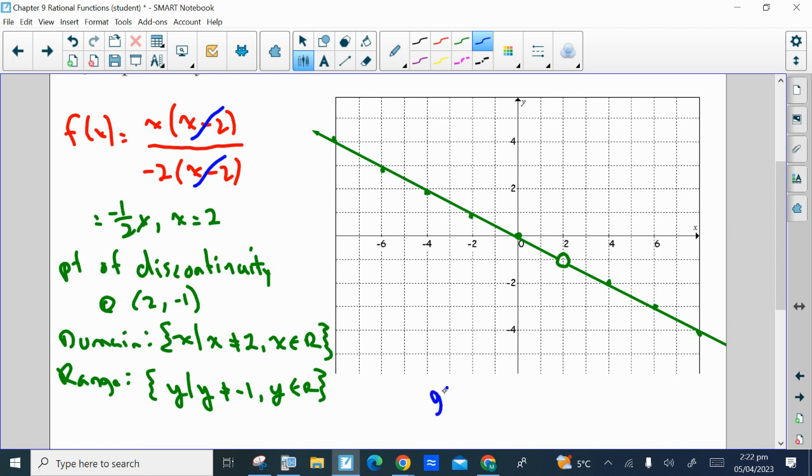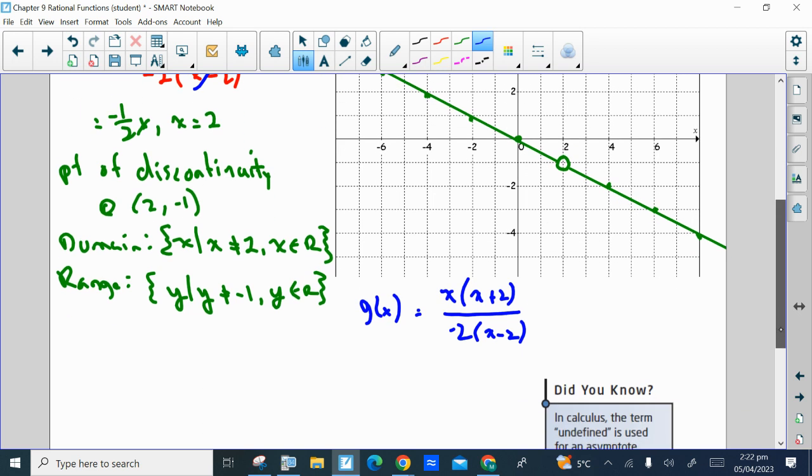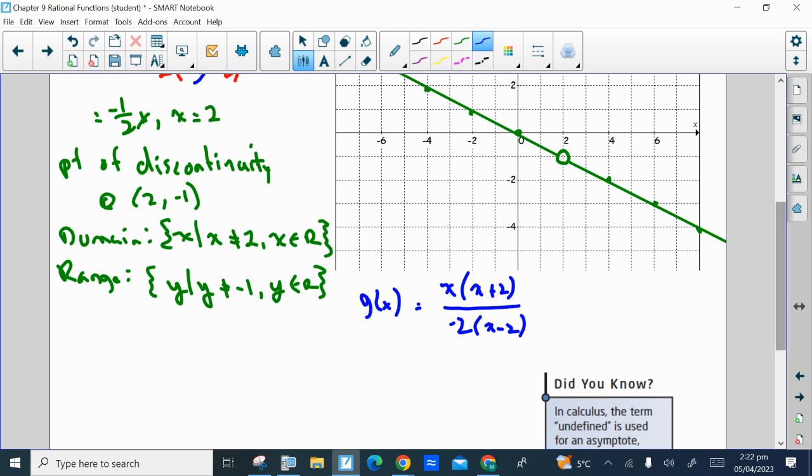Now for g of x. If you take out a common factor of x on top, we'll have x plus 2. Common factor of negative 2 on the bottom leaves us with x minus 2. So in this case, you cannot cancel the factors. x plus 2 and x minus 2 are not the same. Nothing you can do to make them the same.